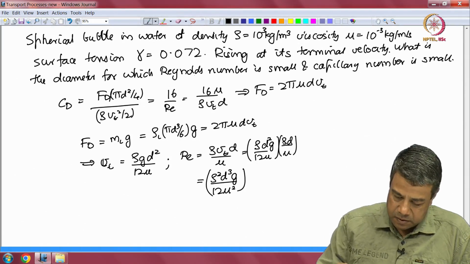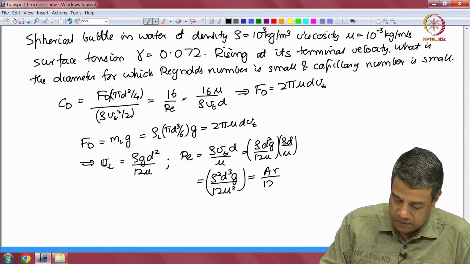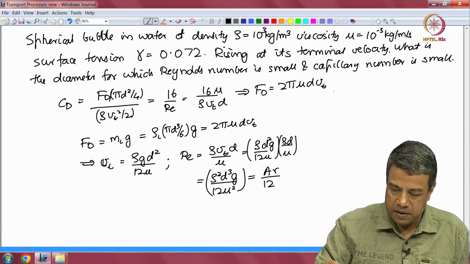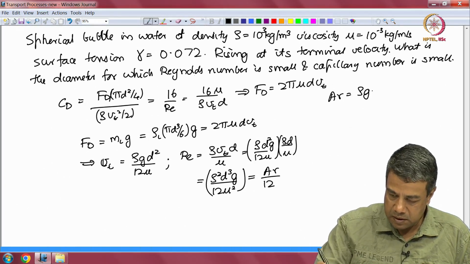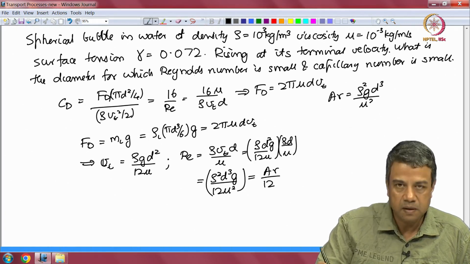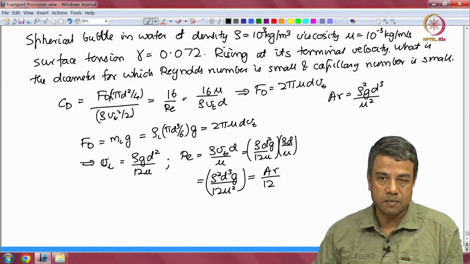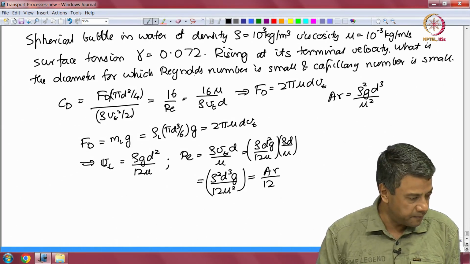Okay. So, this is what is called the Archimedes number by 12, okay, where the Archimedes number is a dimensionless number, rho square g d cubed by mu square. Okay. It should actually be the density difference between the liquid and the gas, but because we have neglected the density of the gas, this is just the Archimedes number.